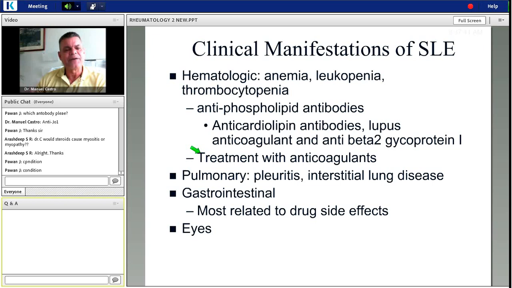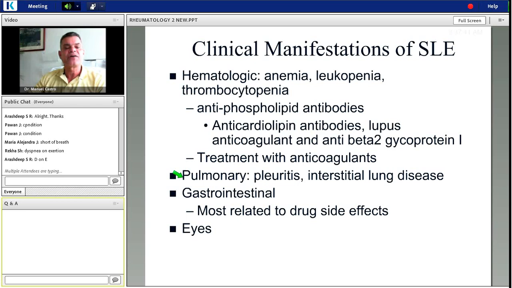So, now, pulmonary conditions that you can have: you're going to have pleuritis and interstitial lung disease. Now, remember that I told you the symptoms that a patient with SLE and interstitial lung disease will present with? You should know those. Shortness of breath on exertion and what else? And a dry cough. Remember that, okay?